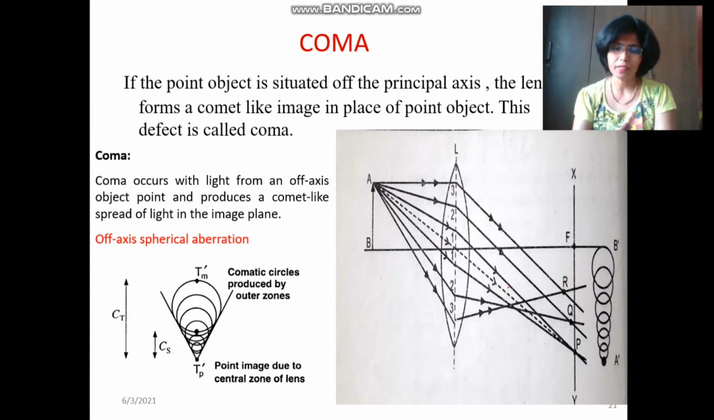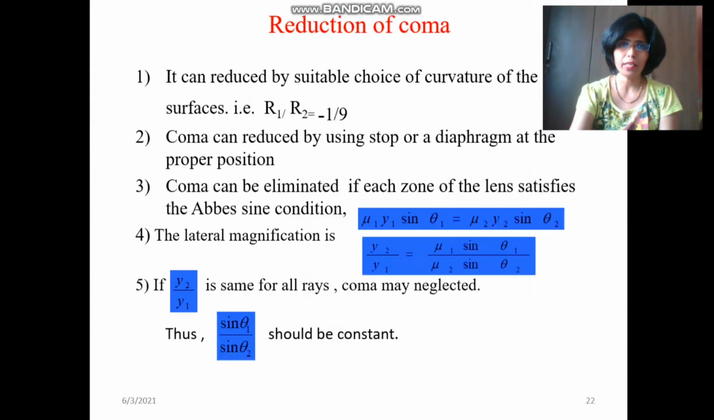Now all these circles are found to overlap, resulting in an image having the appearance of a comet-like shape with its tail towards the point P, fine, and the head towards F. The intensity of this comet is greater at point P and decreases as it approaches F. Due to this appearance of the comet, the defect is known as coma. Now we have to reduce it.